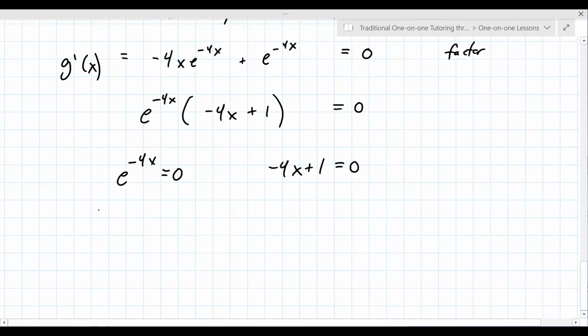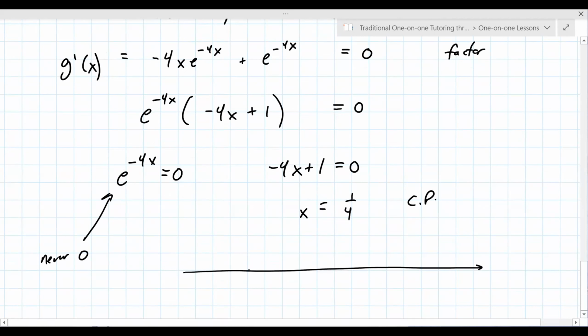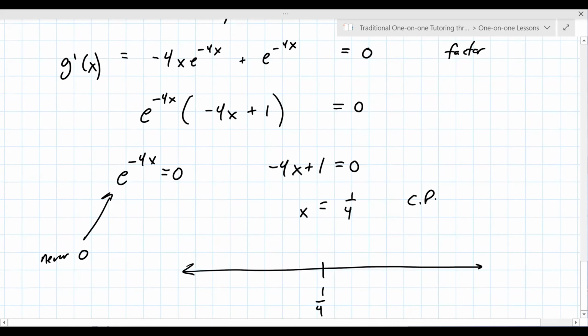Now on the left here, this is never 0. So whenever you have something with an e, it is never 0. Never, never. Okay. So on the right, you solve for x is 1/4. This is the only critical point, the only one. So you draw your number line here again, and you put 1/4 there, and you've got to test.